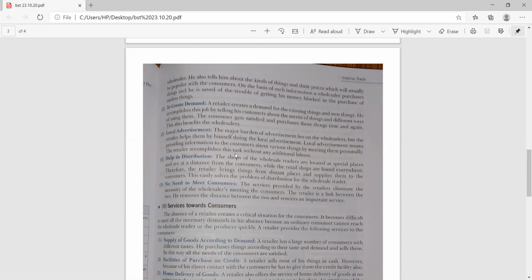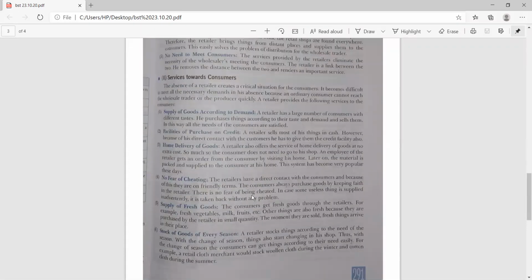No need to meet the customer. Yes, the services provided by the retailer eliminate the necessity of the wholesaler meeting the customer. The wholesaler or the producer doesn't have any need to meet the customer. Whatever the customer wants, the retailer conveys to the wholesaler itself. So these are the facilities or services provided by the retailer to the wholesaler.